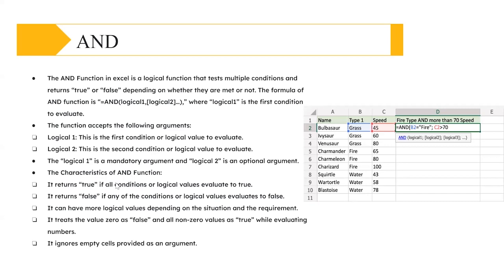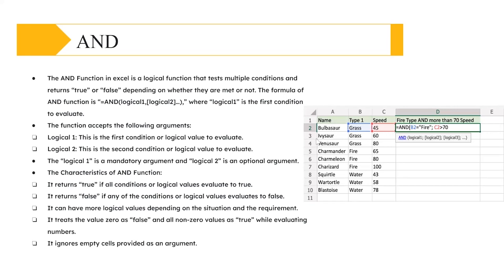Okay, so like I said, it returns true if all the conditions or logical values evaluate to true. It returns false if any of the conditions or logical values evaluates to false. It can have more logical values depending on the situation and the requirement. It treats the value 0 as false, like I told you, and all non-zero values as true. So basically all the non-zero values will be true. It ignores empty cells provided as an argument. So whenever you put an argument, it will ignore the empty cell.